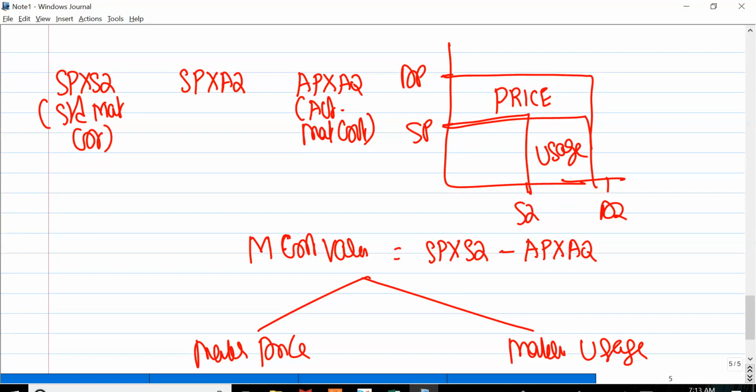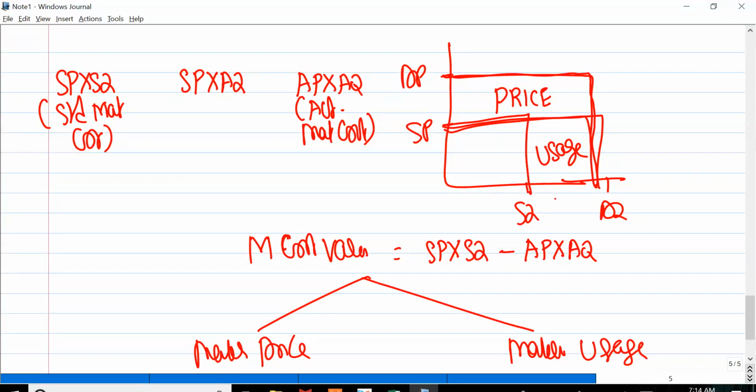The bigger rectangle is AP into AQ. The smaller rectangle is SP into AQ. Another point: it is not necessary that SP has to be lower and AP has to be higher. It can be vice versa also; it can happen either way. So the formula is always standard minus actual. I'm not bothered whether standard is above or below. If you get a negative answer, it means it's adverse. If you get a positive answer, it means it is favorable.